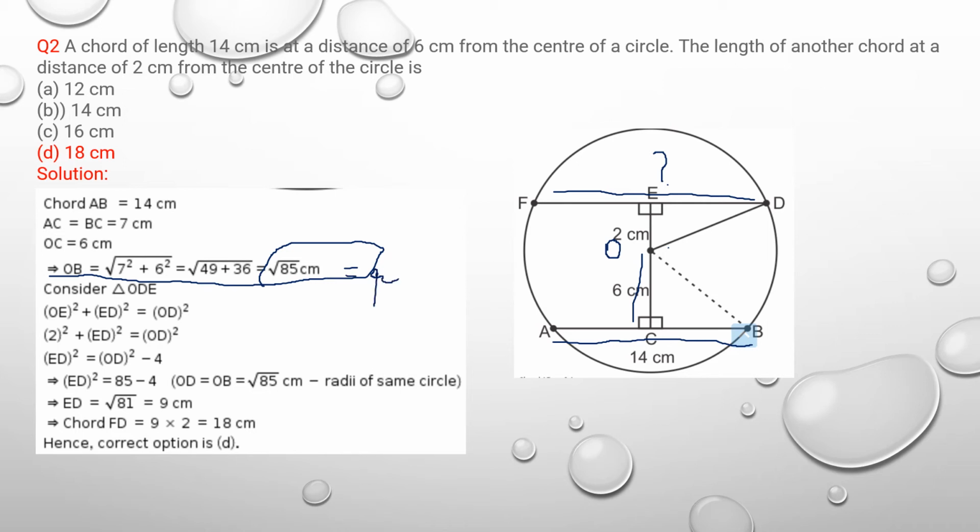Applying Pythagoras in this triangle. Similarly, again you can apply Pythagoras in this triangle above this one, and you will be able to find out ED. So ED will be equal to 9 centimeter. But now what is the chord length? It will be double. This perpendicular is going to bisect the chord, so the chord will be double. That is, the solution will be twice of 9, which is 18 centimeter.